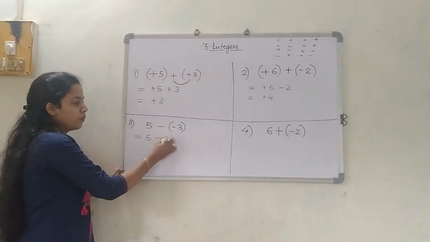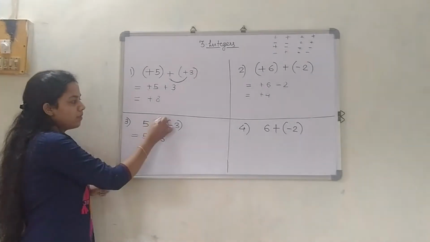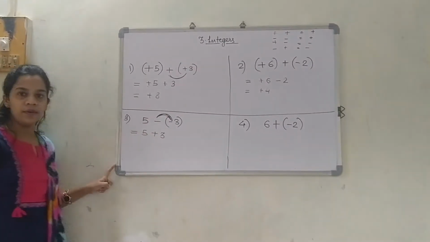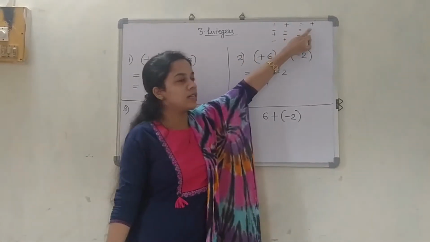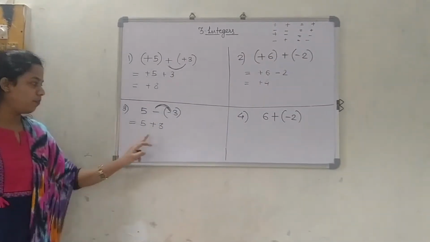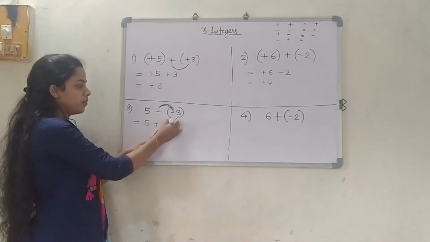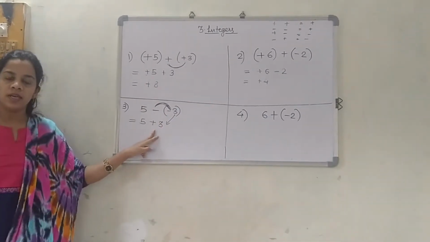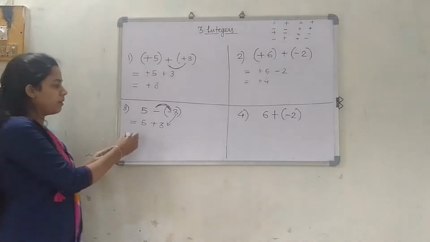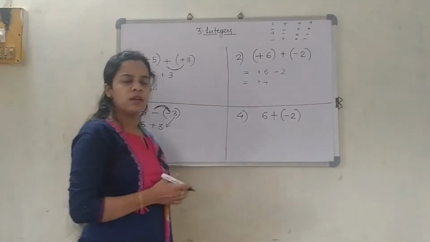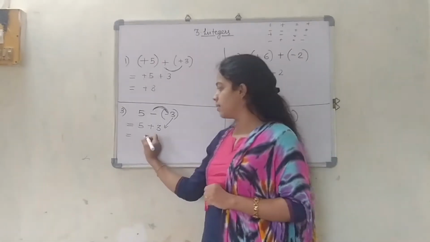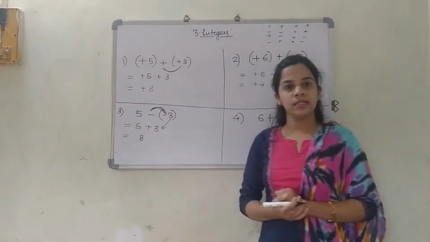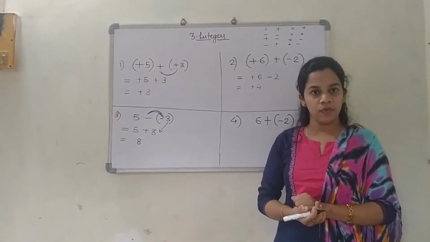This 3 I am going to write as it is. Instead of these 2 minus signs, what did I do? I have written plus over here, because minus minus, the answer was plus, and these 3 I have written as it is over here. Is this clear? Okay. Now tell me, what is 5 plus 3? Normal addition. Yes, 5 plus 3 is 8. Is this clear for you?